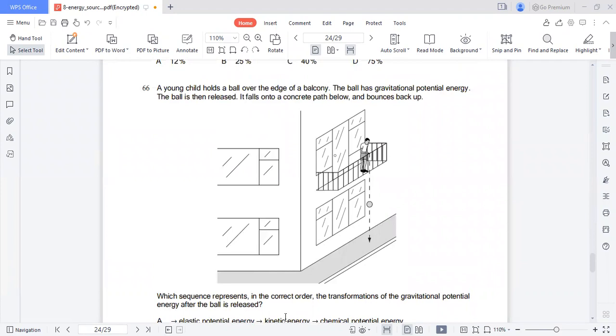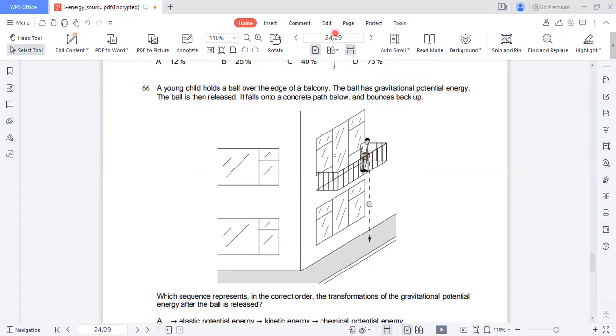Now, a young child holds a ball over the edge of a balcony. Here is a young child who holds a ball and is standing on a balcony. The ball has gravitational potential energy because it has some height from the ground. The ball is then released. It falls onto a concrete path below and bounces back up.